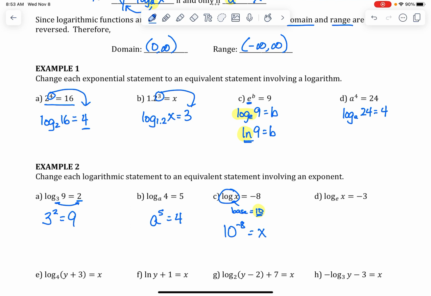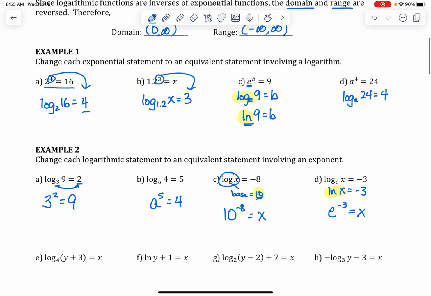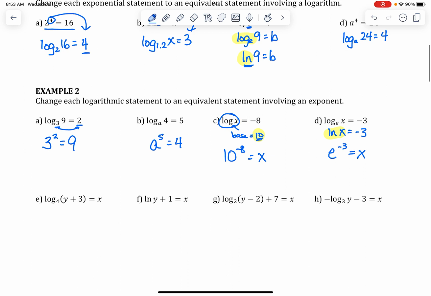All right? And then, again, whether you see this as log base e of x or ln of x, you'll see it either way. You'll probably see it more as ln of x. But just know that it's log base e, and it becomes e to the negative 3rd power equals x. Okay, so those are the basic conversions. It gets a little bit more involved when we have sort of order of operations, if you will. And so it's no different than the other examples. It's just got some other things that we've got to keep in mind, okay?